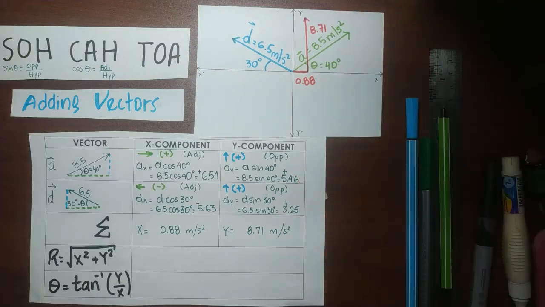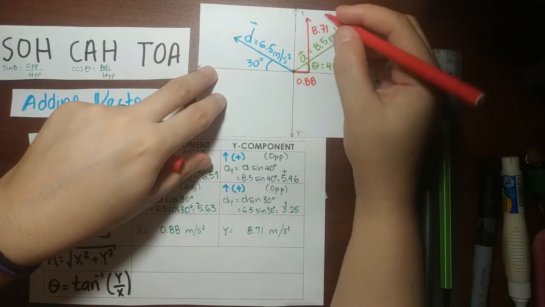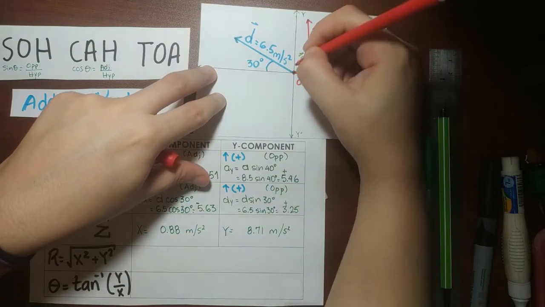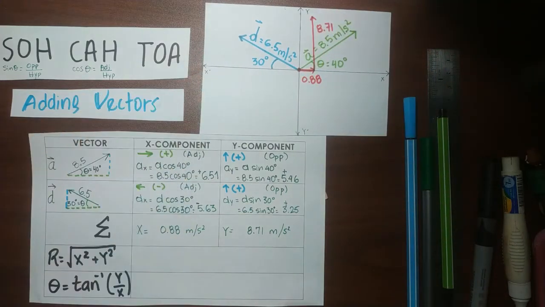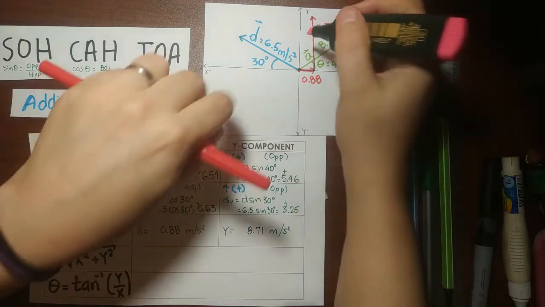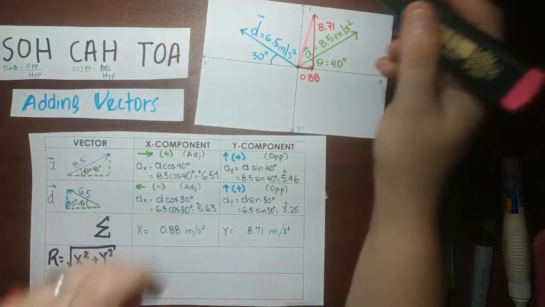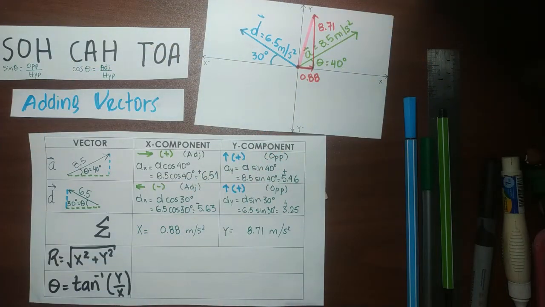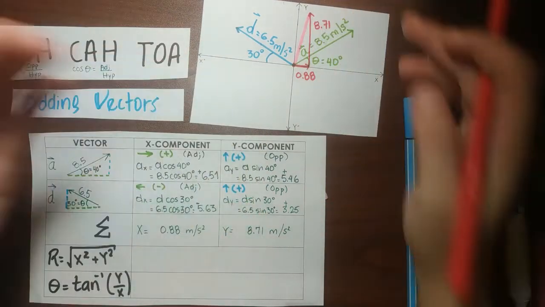Now my resultant is the line that comes from the beginning to the end of my second vector. Okay, so it's gonna be from the origin to the last one. So let's say that my resultant should look like that. That is the resultant of adding both vectors. But how big is it?